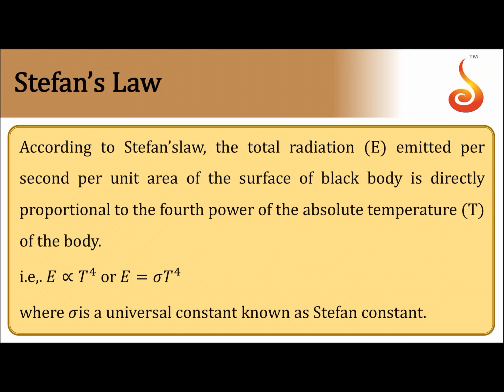Let's move further. Stefan's law, also called Stefan's fourth power law. According to Stefan's law, the total radiation emitted per second per unit area of the surface of a black body is directly proportional to the fourth power of the absolute temperature. So energy emitted per unit area per unit time, E is proportional to T to the power 4, where T is the absolute temperature of the surface of the black body, and E is equal to sigma T to the power 4, where sigma is the proportionality constant. It's a universal constant called Stefan's constant.